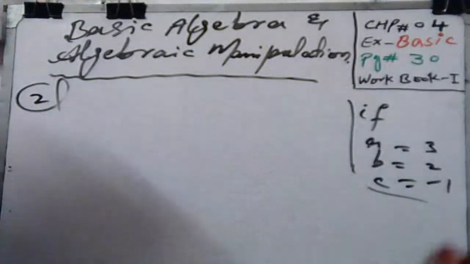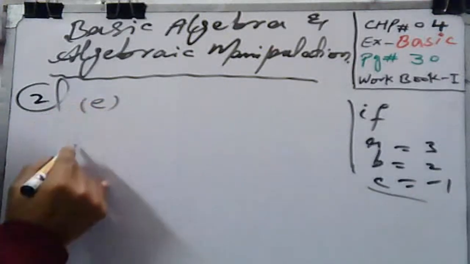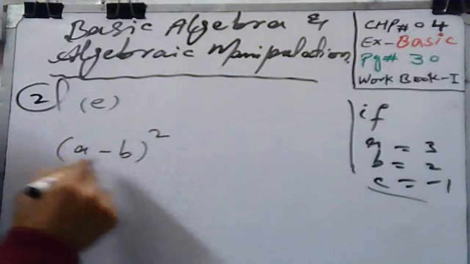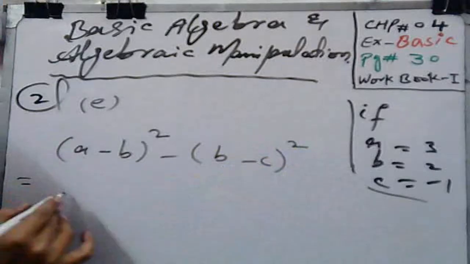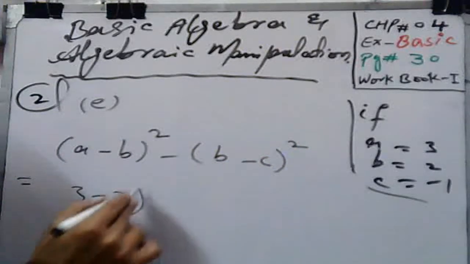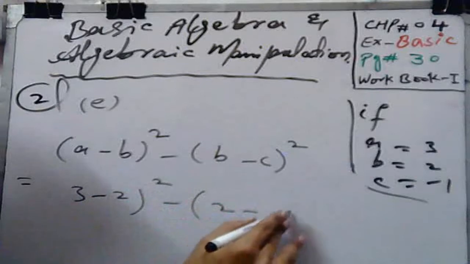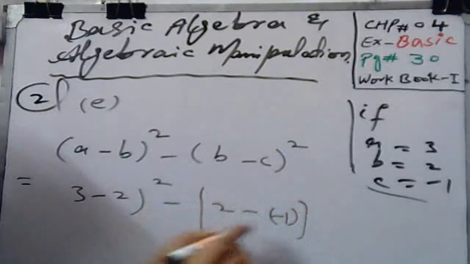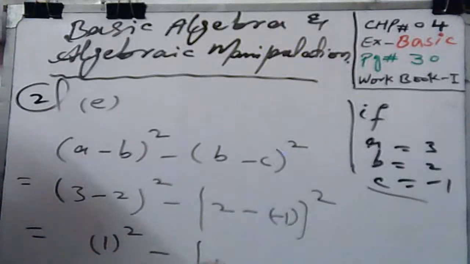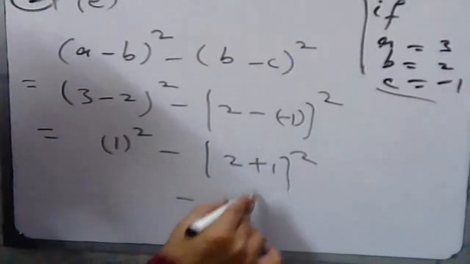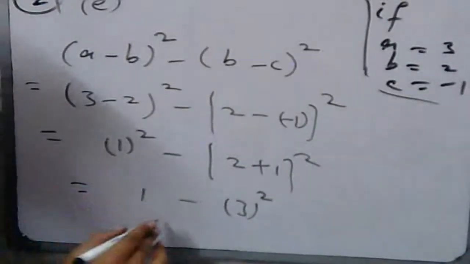Similarly, in E part, a minus b whole square minus b minus c whole square. Putting the values, a minus b whole square, c is minus 1, 2 plus 1 whole square, 3 whole square, 1 whole square, having 1 minus 3 is 9. So the greater value sign should be used, minus 8. Similarly, question number F part.